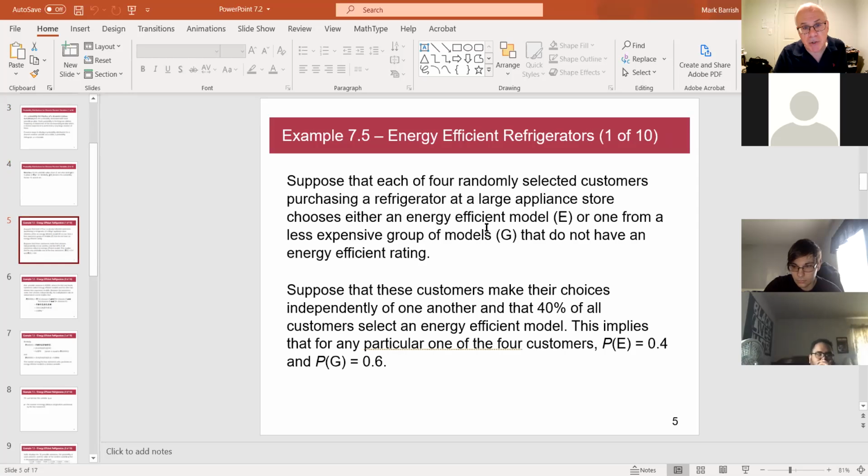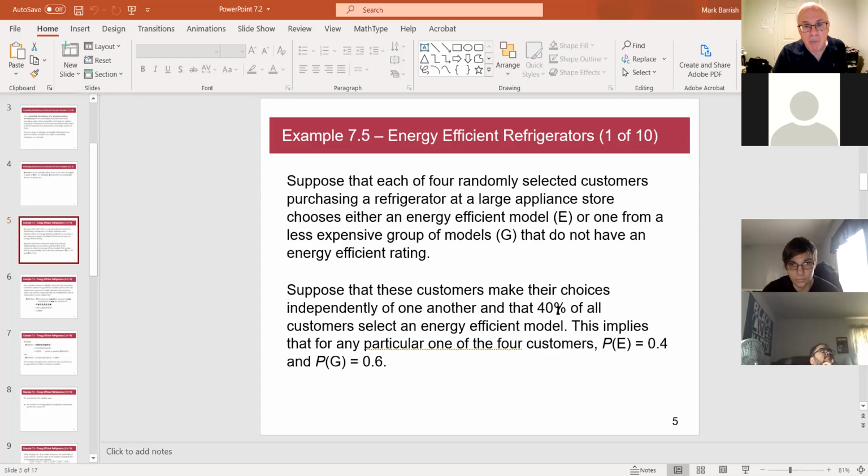So they give this particular example just to illustrate how we come up with the probability distribution. All right. So we have 4 randomly selected customers at a large appliance store who are purchasing a refrigerator. And there's 2 types. There's either an energy efficient model or there's one that's not, that's less expensive. All right. So we're going to use E for the outcome that the refrigerator is energy efficient, and the letter G for the models that are not energy efficient.